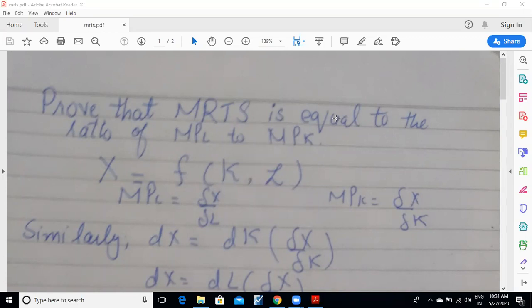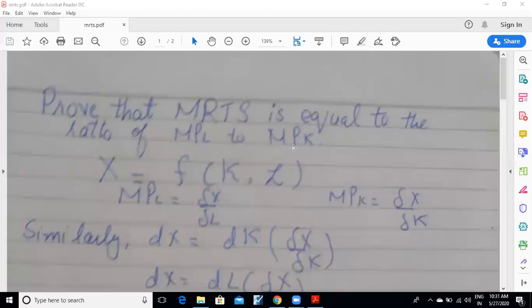Bismillahirrahmanirrahim. Today we shall prove that the marginal rate of technical substitution is equal to the ratio of the marginal product of labor to the marginal product of capital.